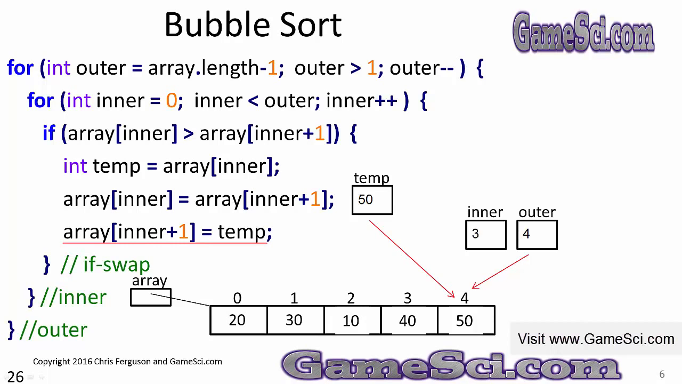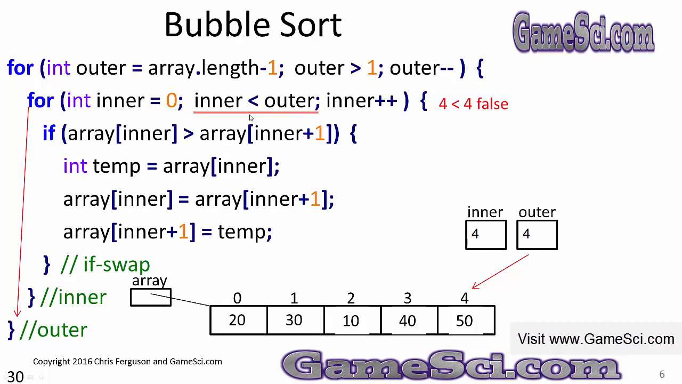When we're done with the if statement, we'll go to the end of the for loop, the inner for loop. When we're at the end of the inner for loop, we pop back up and do it again, because that's what for loops do. Inner plus plus will take us to 4. That's interesting. Now when we look at inner less than outer, that is a false statement. We reach the end of the line. After one pass through this array, 50, our largest number, is in our outer or target position. We don't need to go any farther. It's time to exit this for loop.